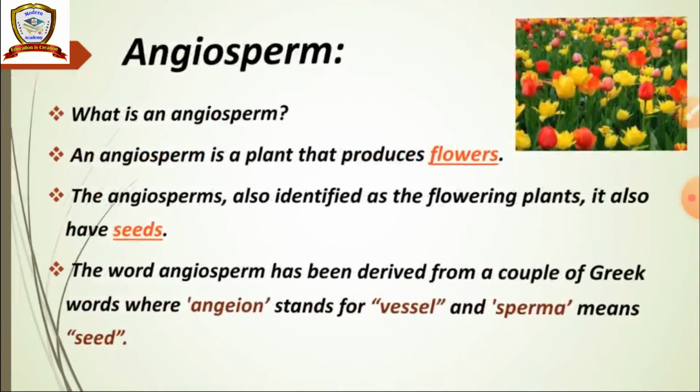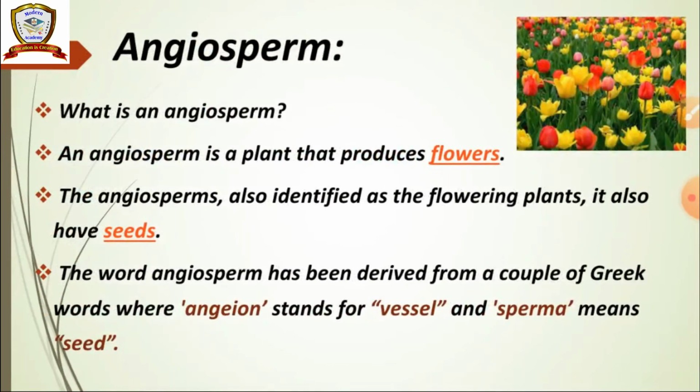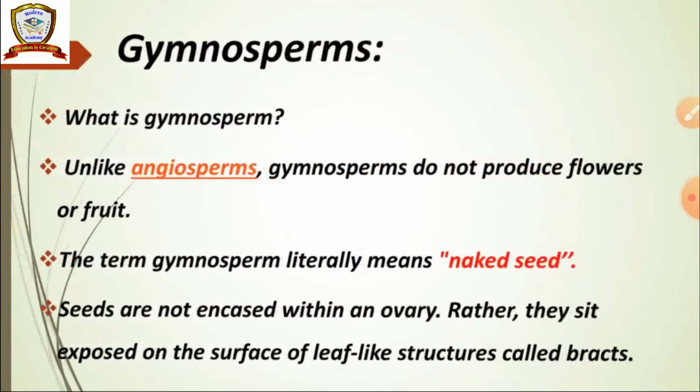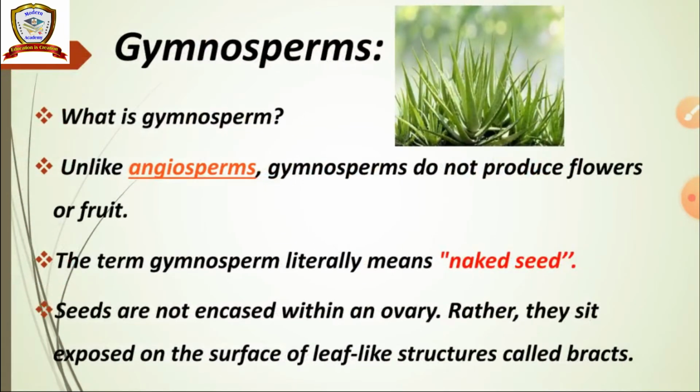So what is an angiosperm? An angiosperm produces flowers, so it is called a flowering plant, and it also has seeds. This word came from Greek words: angion means vessel, sperma means seed. The seed is present in the ovary in angiosperms.